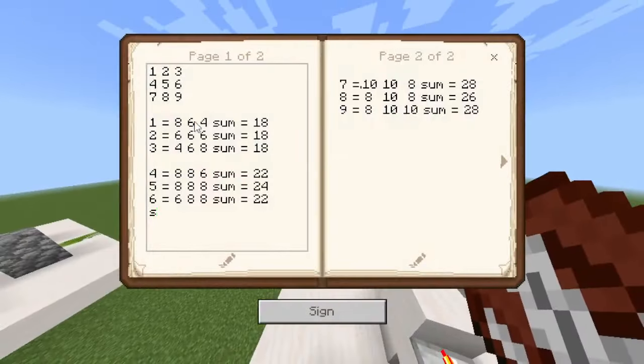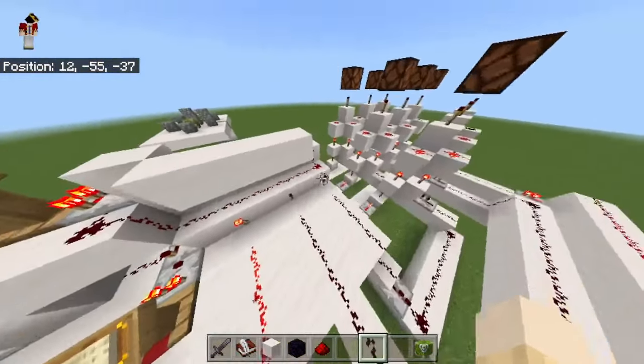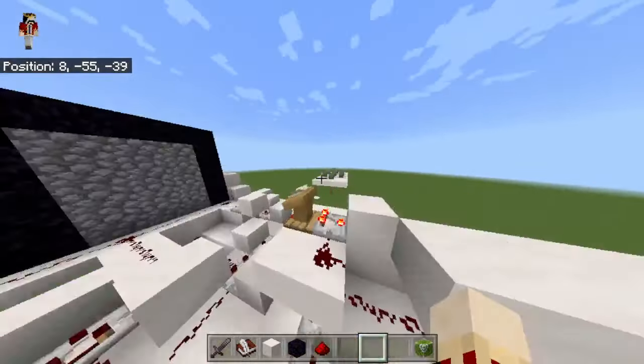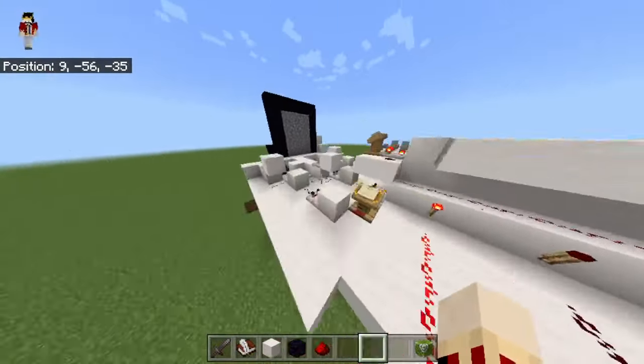Now realize a pattern here. The numbers 1, 2, 3 have the same Y output of 6. 4, 5, 6 have the Y output of 8, and 7, 8, 9 have the Y output of 10. Now we can use this information to give us 3 outputs. This output represents that the cobblestone that is broken is from the first layer. This one represents it's from the middle layer, and this one represents that it is from the lower layer. Okay, and then we got 3 outputs over here, and I'll explain what those are.